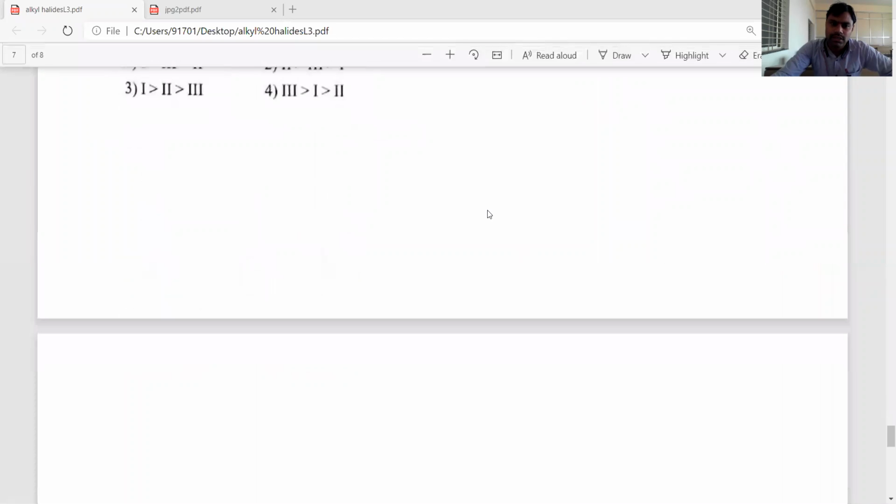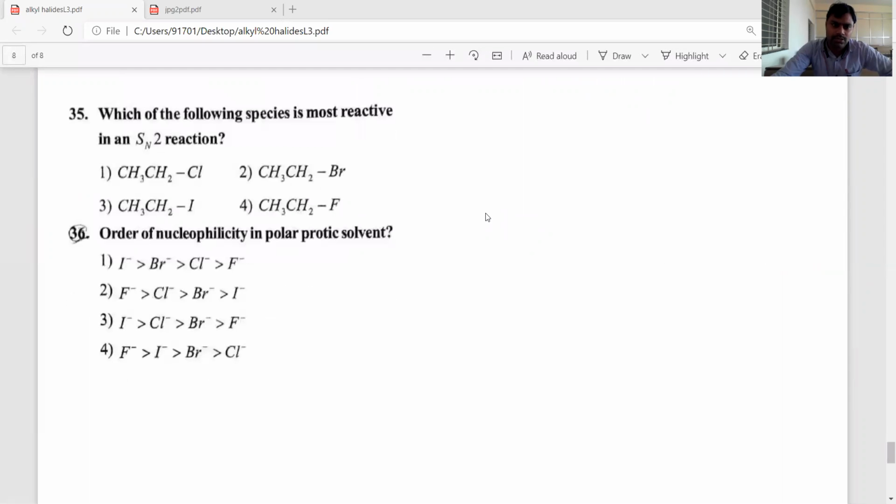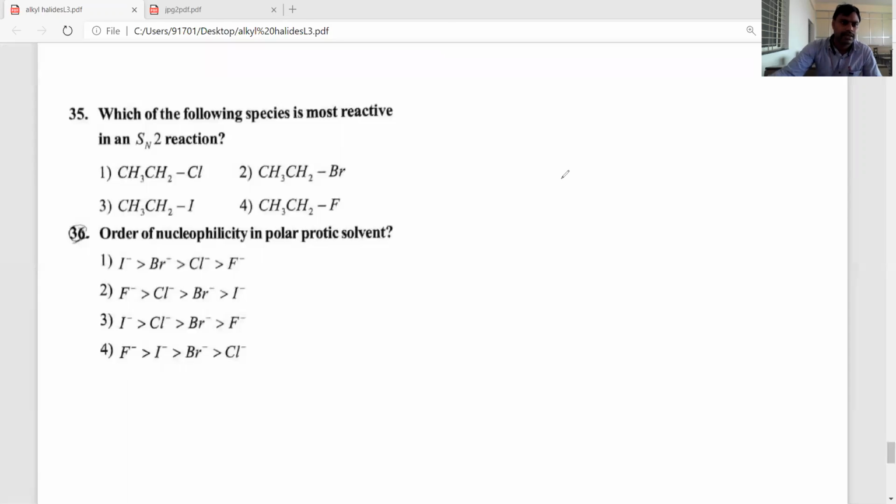Next, 35 and 36, last two questions. Let's see. Among that SN2 reactivity order, all are primary only. This is primary and this is also primary and this is also primary and this is also primary. Among that, iodides are more reactive as leaving groups. Leaving group order, iodides are more reactive than bromides and then chlorides and then fluorides. So among that, which is highly reactive? Ethyl iodide is more reactive.